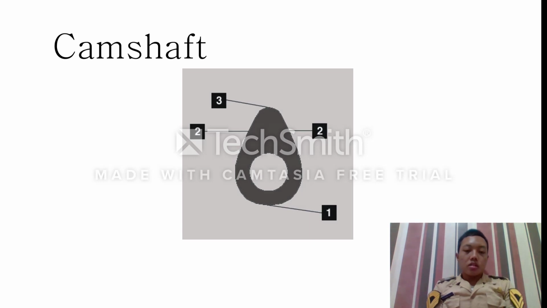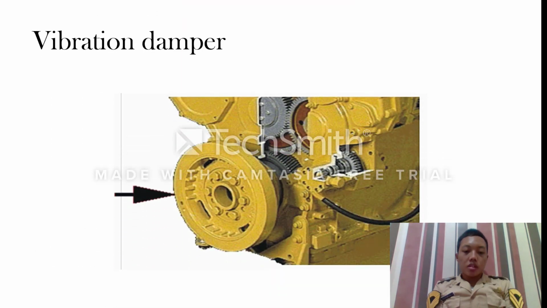And then there is a camshaft. The function of the camshaft is to push the valve open. As the name implies, the camshaft is made from an iron shaft that has cams along the shaft. This cam is made in certain shapes so that when the camshaft rotates, the cam can press the valve with appropriate timing.